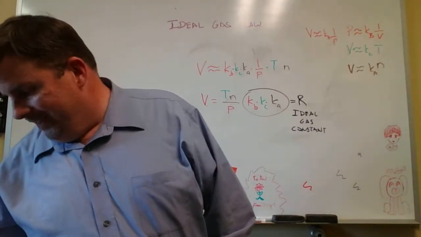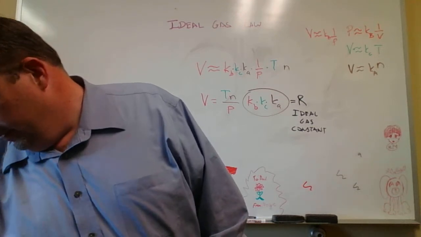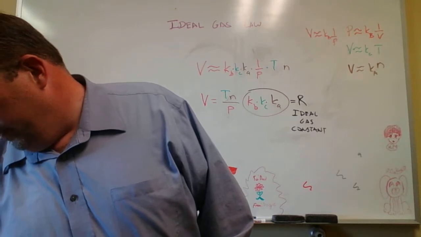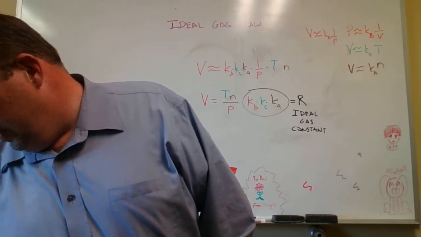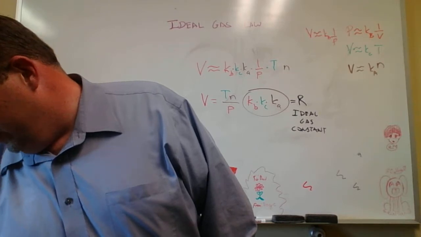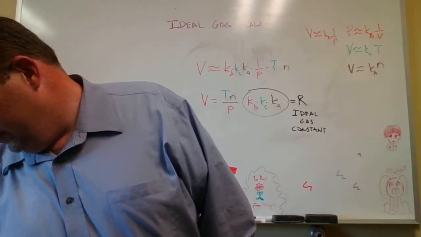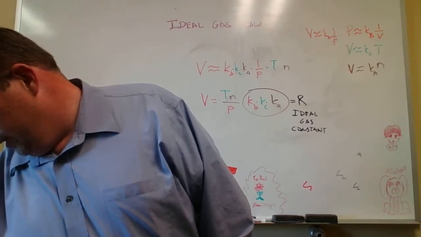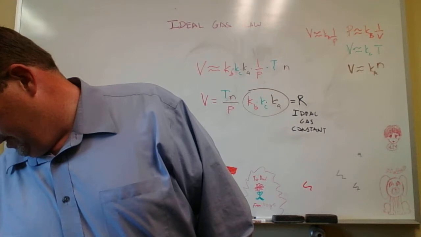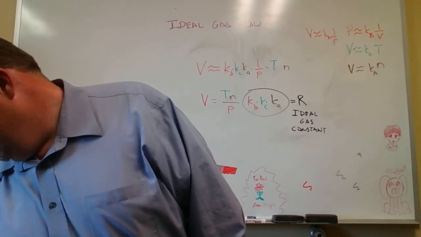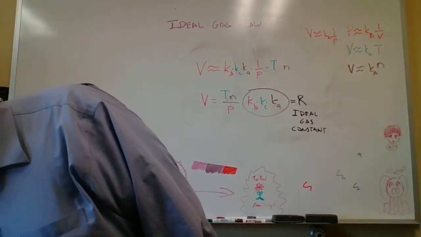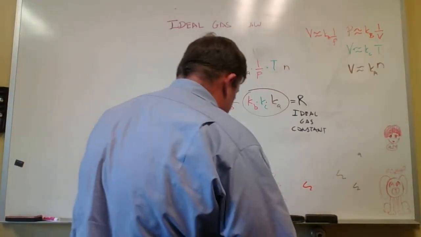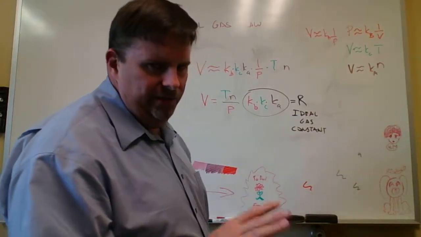Now the ideal gas constant has several different numbers associated with it. Let me make sure I get these numbers right. There it is. Okay, good. It comes in several different forms, and I'll give you the numbers here in a second.